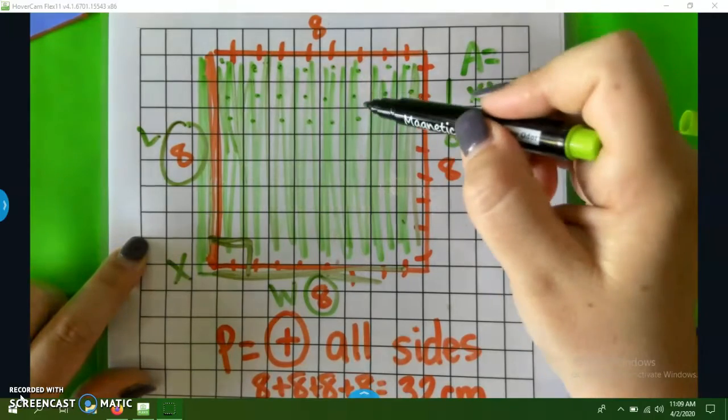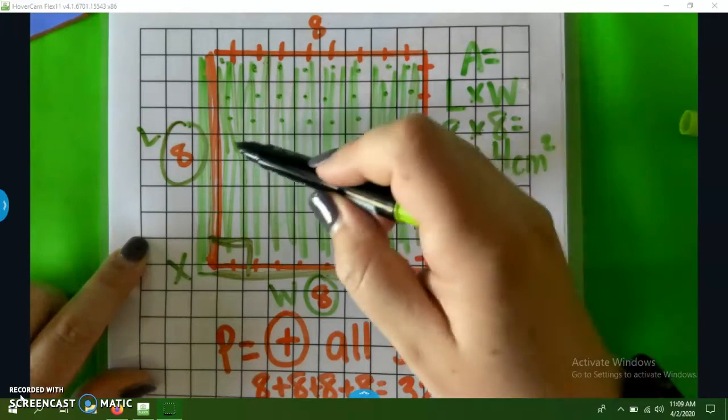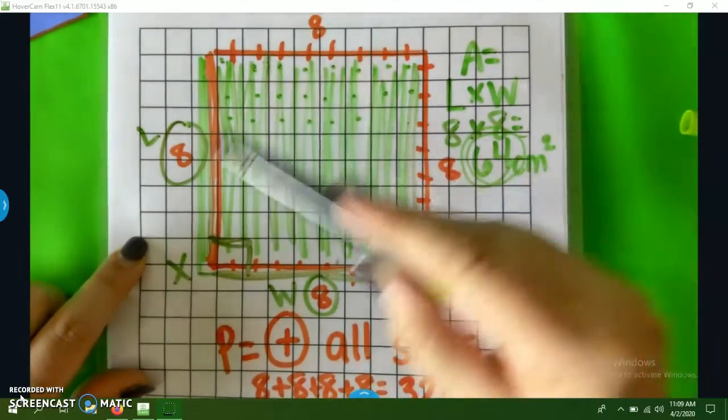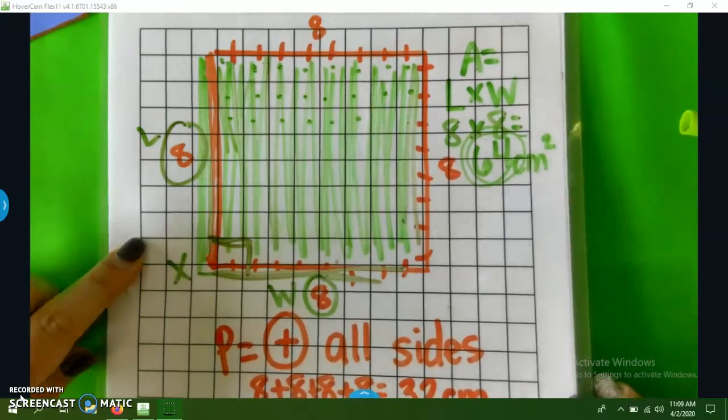So if I wanted to pick back up where I was, I think it was at like, what, 20-something? I could keep counting and I would get all the way to 64 squares covering that shape. Now, let's try a different one.